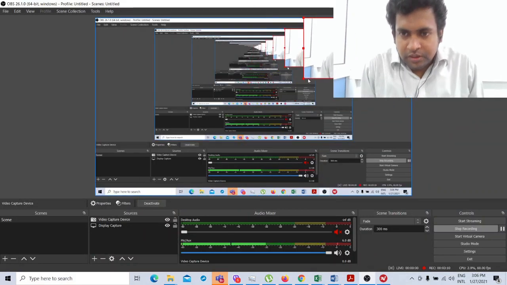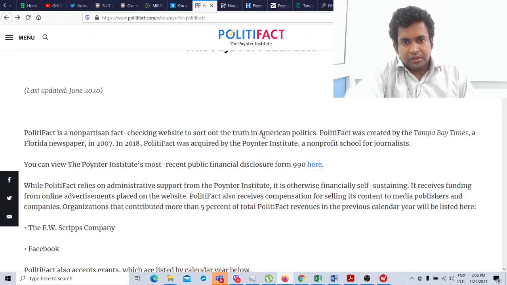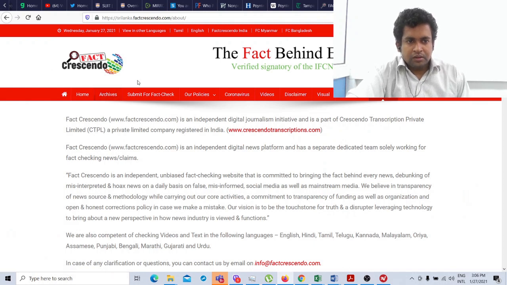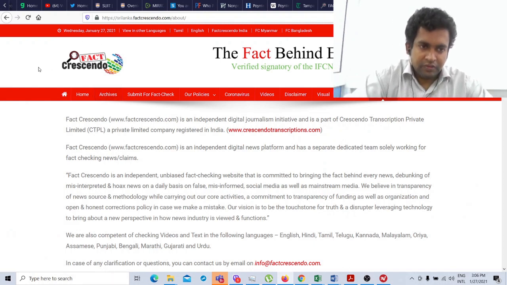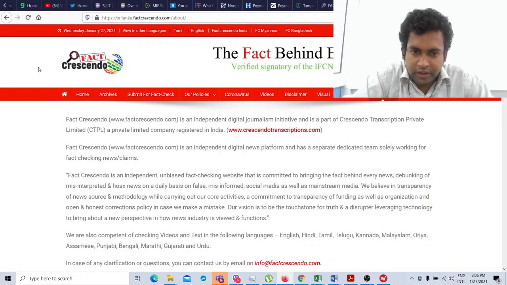Now I just need to highlight a problem with that approach. The problem is: who are these fact checkers? I thought of taking an example from the Sri Lankan context, because we have experienced this when we post articles. There's this particular fact-checking organization called factcresendo that apparently has some agreement with Facebook.